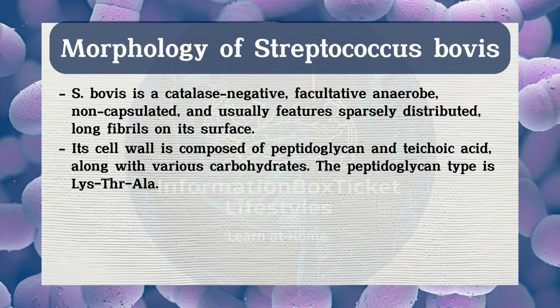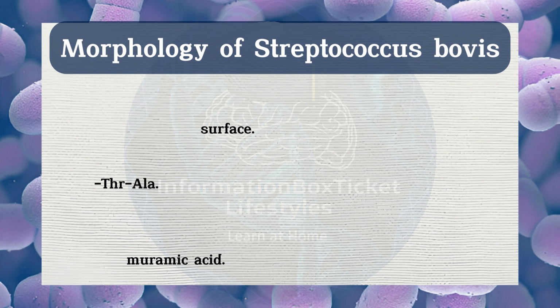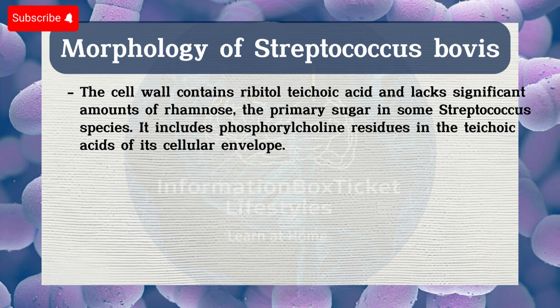Its cell wall is composed of peptidoglycan and teichoic acid, along with various carbohydrates. The peptidoglycan type is lysine, threonine, alanine. The peptidoglycan consists of multiple glycan chains cross-linked by short peptides, with each glycan composed of alternating beta-1,4 linked units of N-acetylglucosamine and N-acetylmuramic acid. The cell wall contains ribitol teichoic acid and lacks significant amounts of rhamnose, the primary sugar in some Streptococcus species. It includes phosphorylcholine residues in the teichoic acids of its cellular envelope.